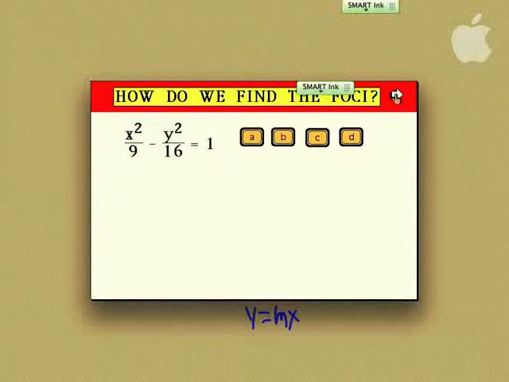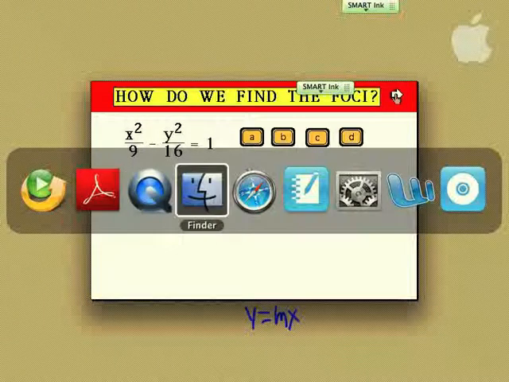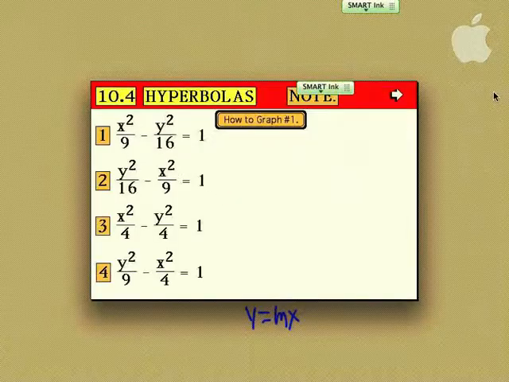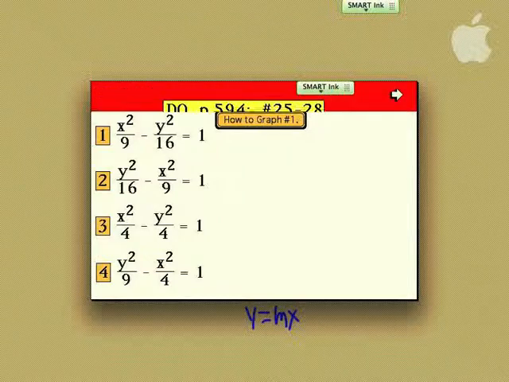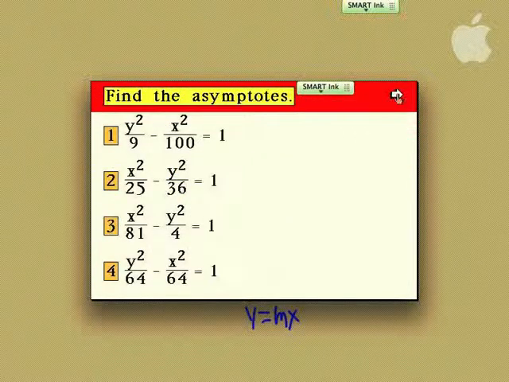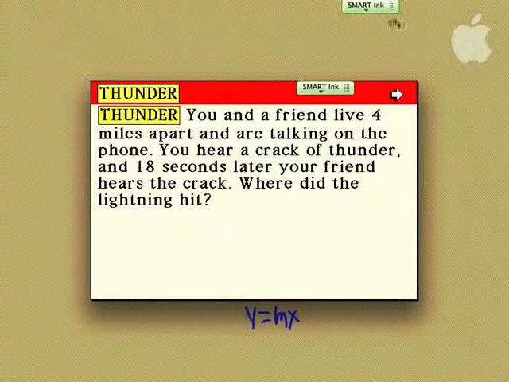Whoops. I messed up here. We got to go back. Let's fix that real quick. All right. Back to the thunder story. Here we are. Sorry about the delay.